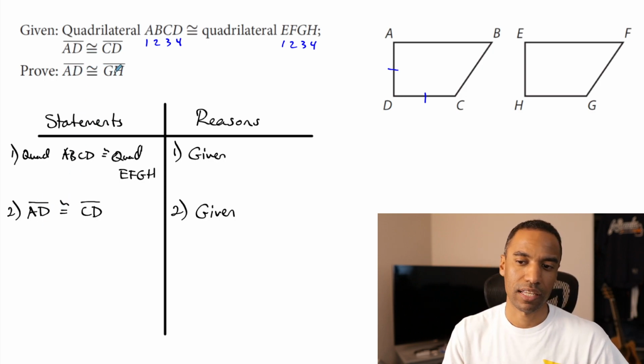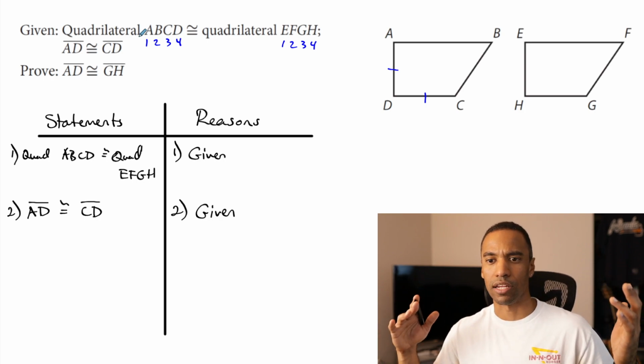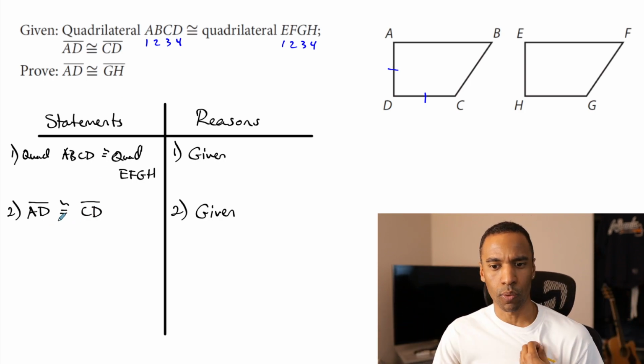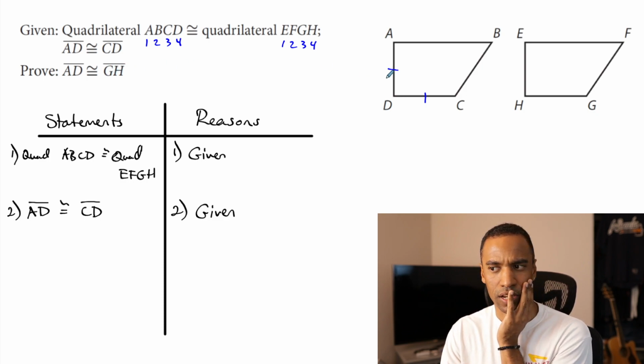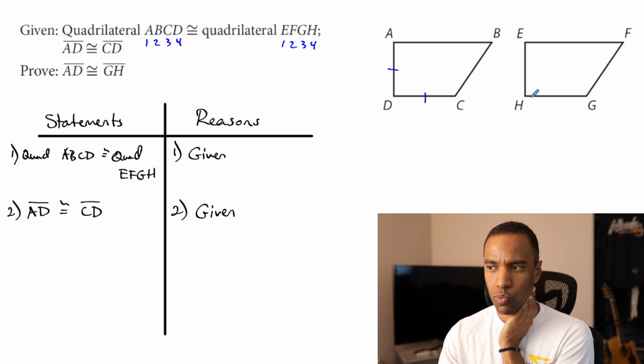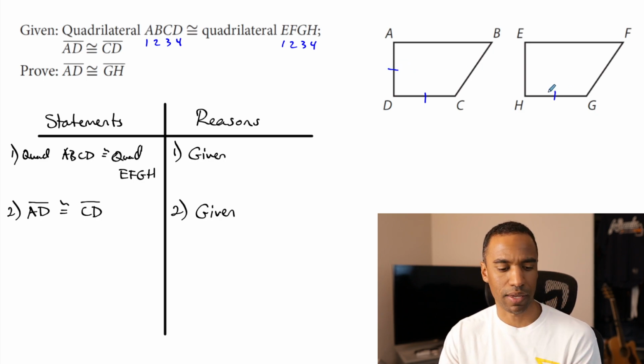We got to somehow connect AD with GH. Whoa, GH. We haven't heard about GH before. We heard about AD. We even heard about CD. What's this GH nonsense here? Where is GH? Well, GH is right here. Somehow I need to show that this is congruent to that, right? I need to make that connection.